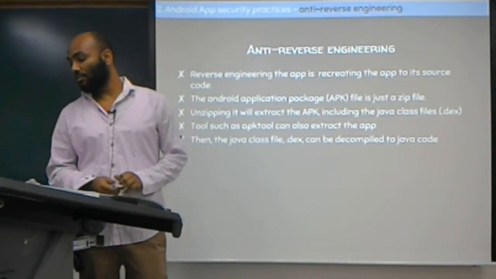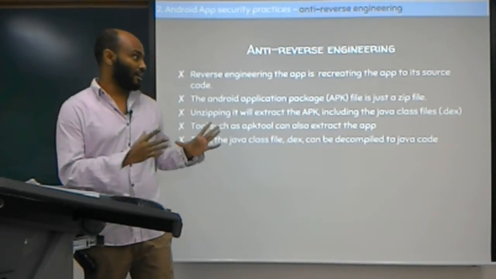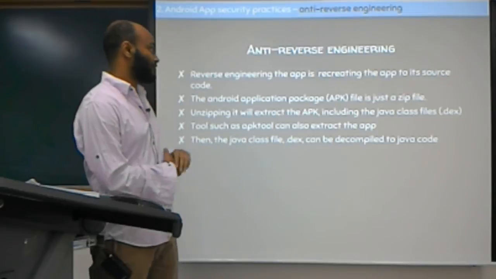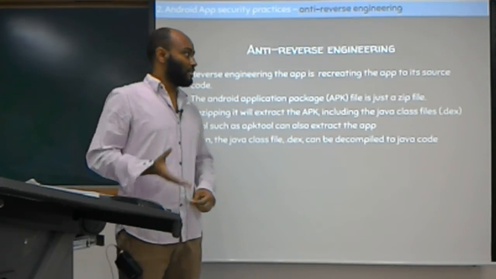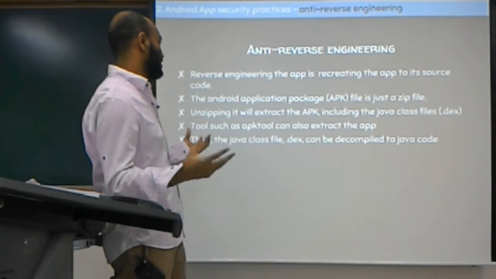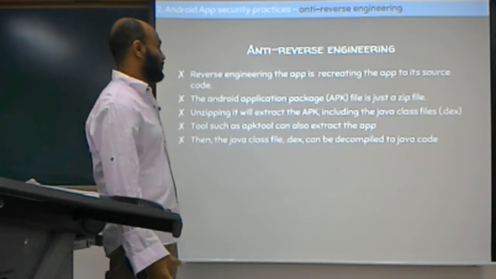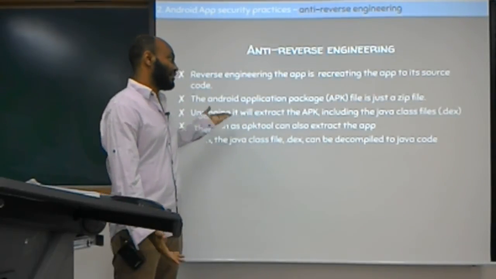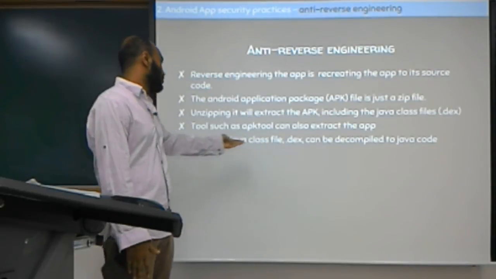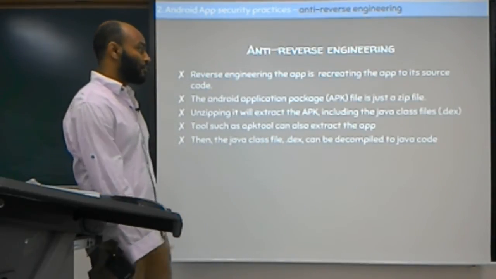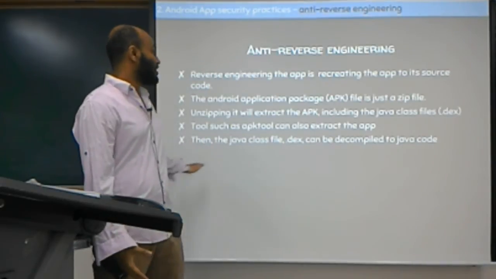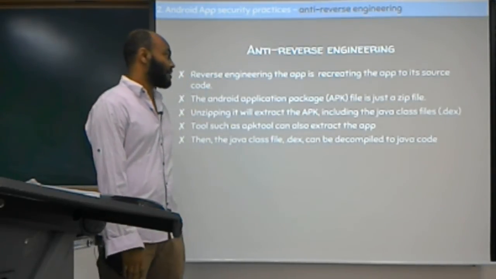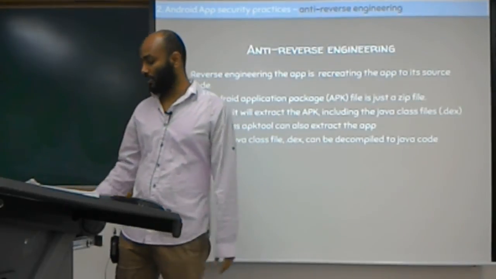The APK file is just like a RAR file, a compressed file. So if we unzip it, we can get all the resources and other things. We can just use WinRAR to unzip it, or we can use tools like Apktool to extract the application. Then the Java classes or the Dex classes can be decompiled to Java code or to Smali code.